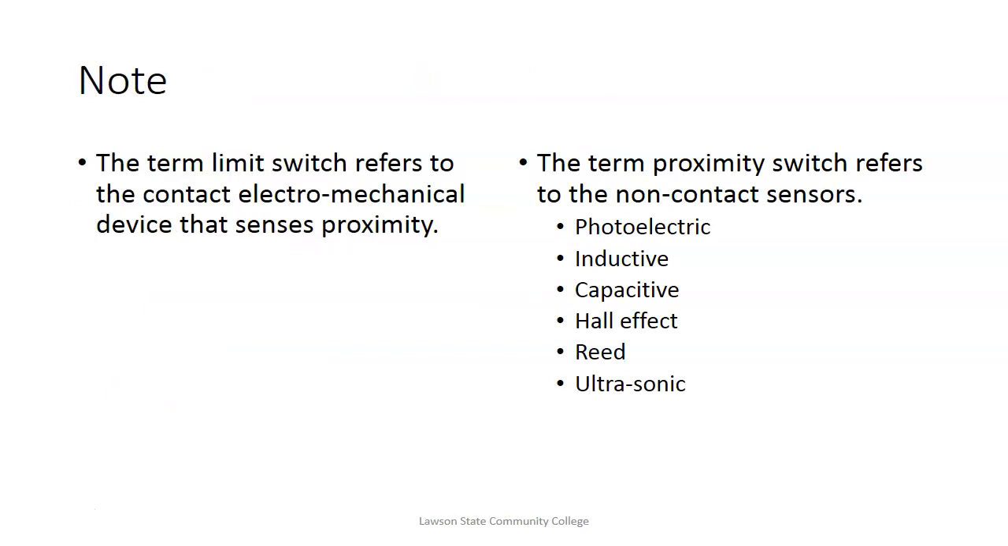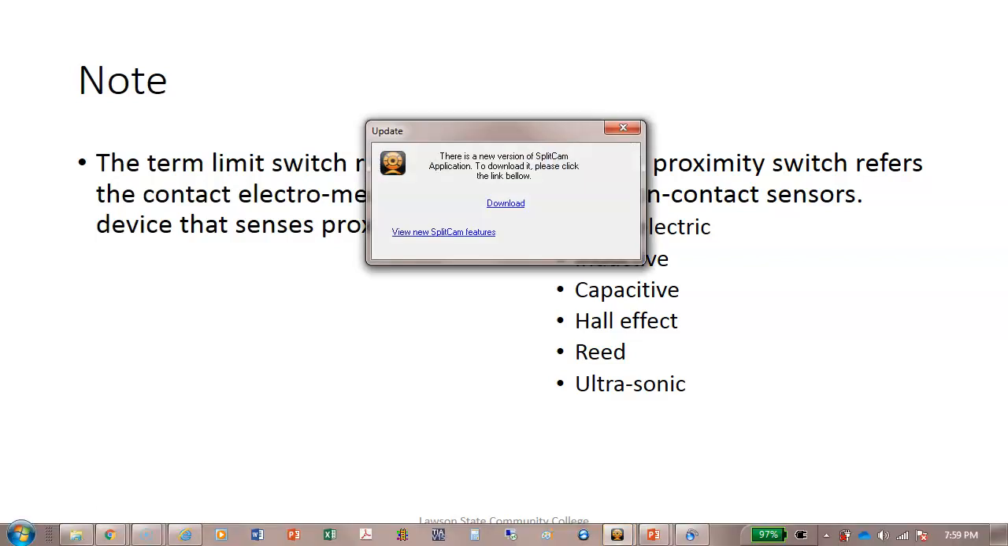The term limit switch refers to a contact electromechanical device that senses proximity. But this guy was first called a limit switch. So even though it senses proximity, it's got the name limit switch. So now when we use the term proximity, we're talking about non-contact sensors. So a limit switch is a contact sensor. It's got to make contact to sense when something is at a certain spot, where non-contact sensors don't have to make contact. They use some other means to do that.